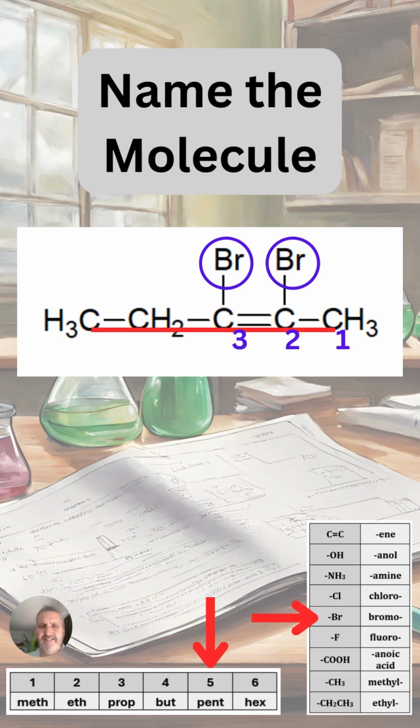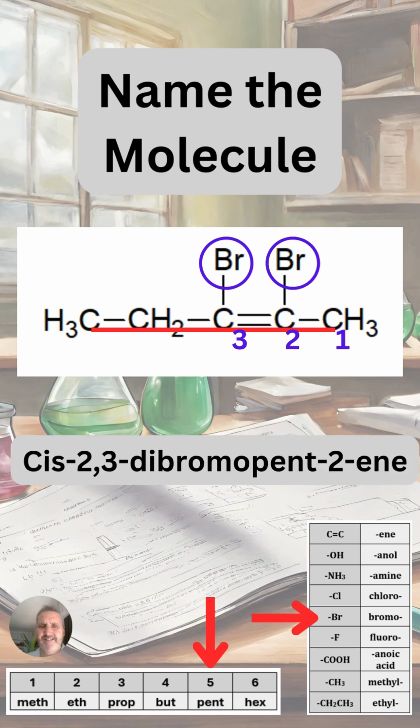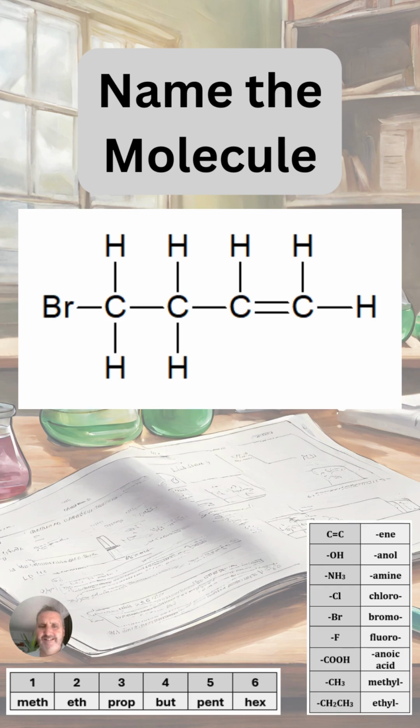So in this case, when we name this, we are going to make sure we put cis or trans in front, in this case cis. When we talk about the bromos, we put the number of where they're at and the number of where the double bond is at. So the name of this molecule is cis-2,3-dibromopent-2-ene.